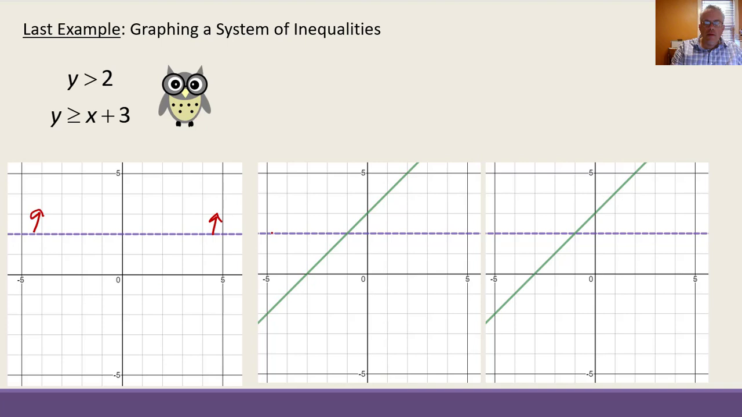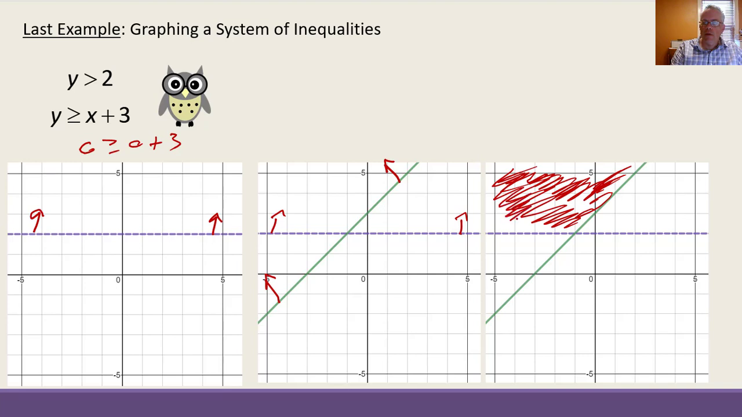All right. Then we graph the second inequality. This right here is y equals x plus 3. If I put in 0, 0, it's not true. We get 0 greater than or equal to 0 plus 3. So we want above this line, which gives us this region right here. So above the purple line and above the green line.